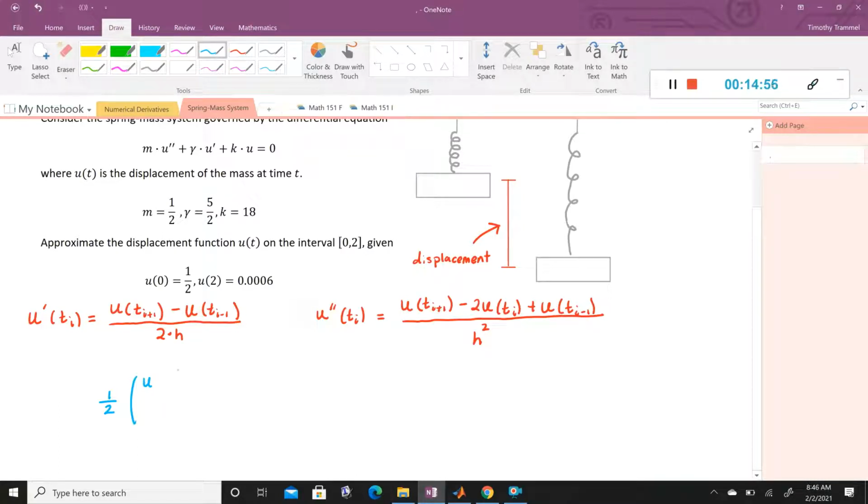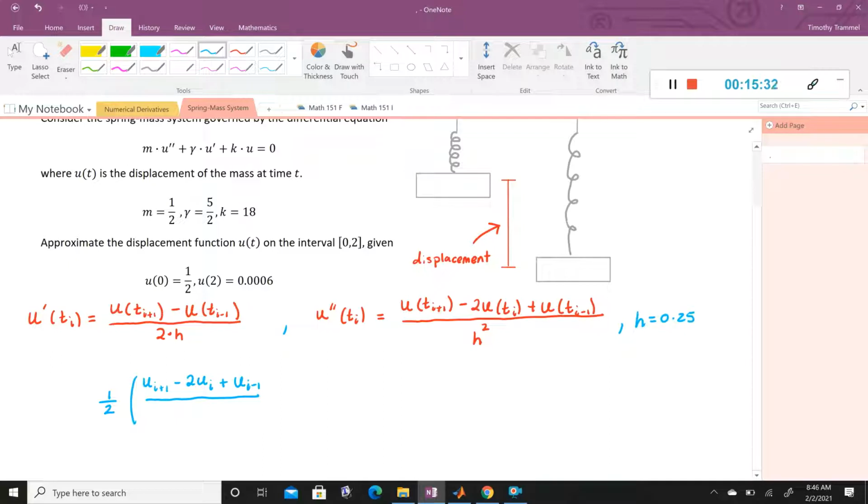Oh, that's why I'm messing up here. Let's try that again, one more time. U of I plus 1 rather than u of t sub I plus 1. Okay. And minus 2 u sub I plus u sub I minus 1. Okay. And then this is all over h squared, which we need to, let's pick an h here for ourselves. So how about we choose h to be a quarter?